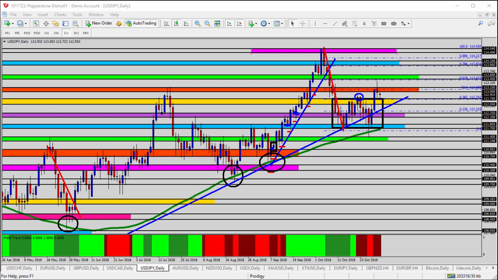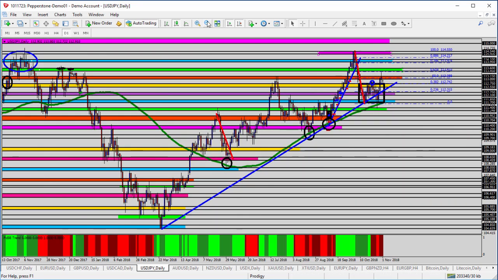Today we're looking at the USDJPY, the US dollar versus the Japanese yen, for today's trade analysis. Starting here on the daily time frame, this currency pair has been in an uptrend for quite a long time. If I zoom out a little bit, you can see how long that rising blue trend line has been in place, going all the way back into February and March of 2018, and it's been moving higher.